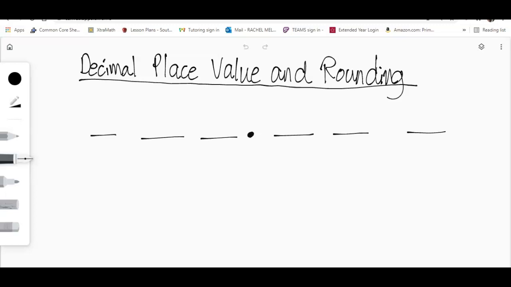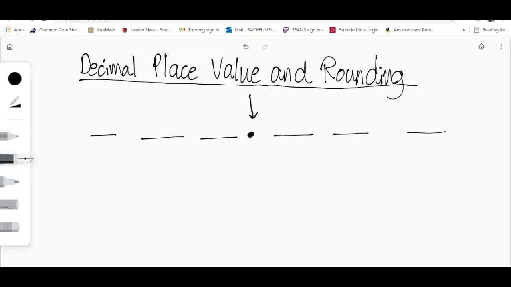Today we will be reviewing decimal place value and rounding. And so in order to do that, the first thing I want to do is review with you a decimal place value chart. As we have been lately, you should be writing everything that you are seeing. So I have a place value chart here, and notice that right here is my decimal.